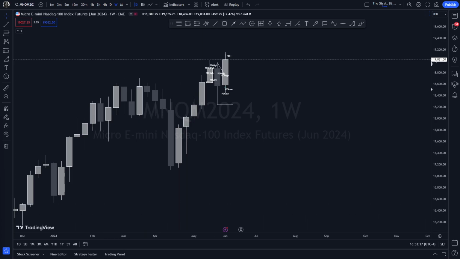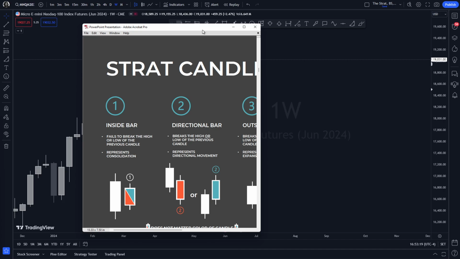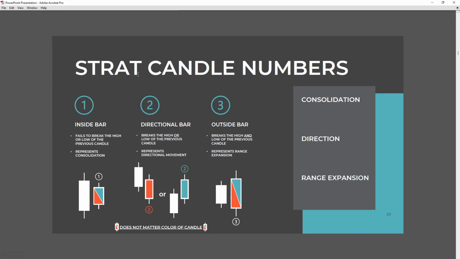Okay. So back to what I was saying, as far as the types of candles. There are only three to keep it simple. You have your consolidation, which is your one, your directional candles, which are your twos, and then your range expansion candles or engulfing candles. All throughout the market, you should be able to spot them. If you really want to get more in depth on what the strat is, I can go into that more. I can send you the PDF.